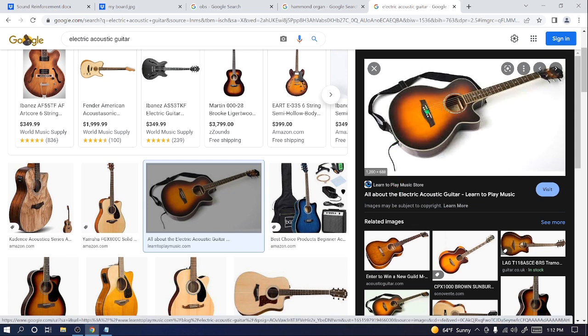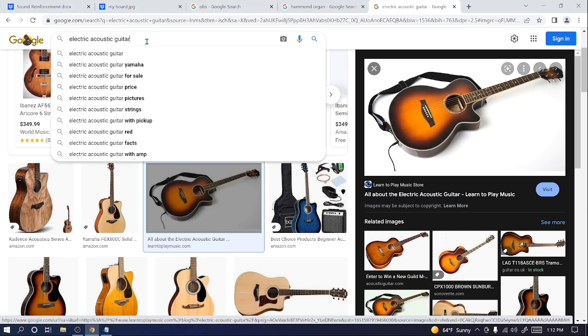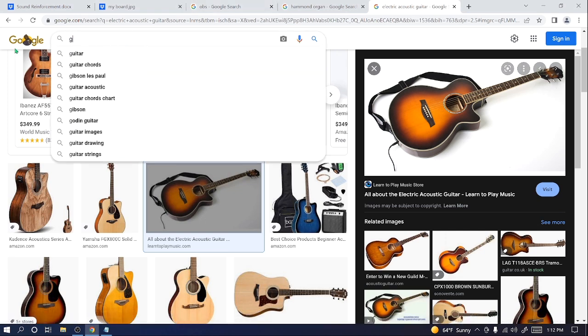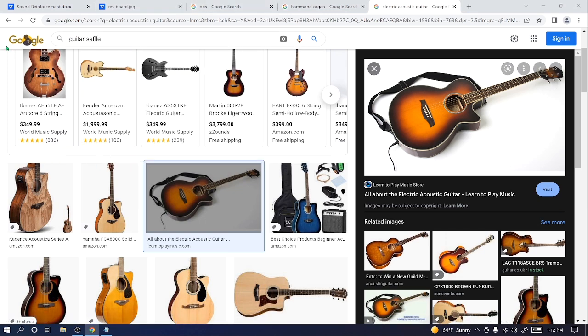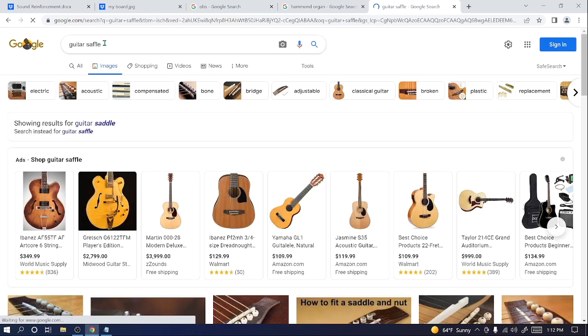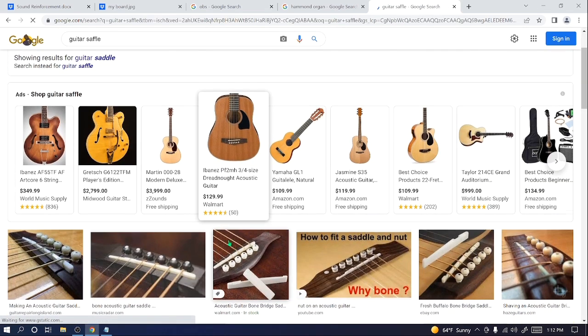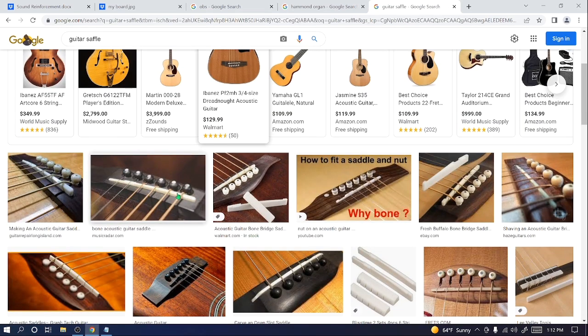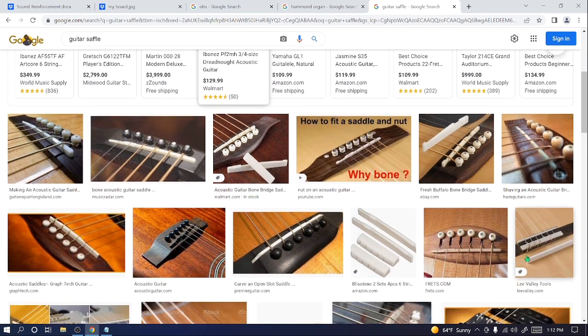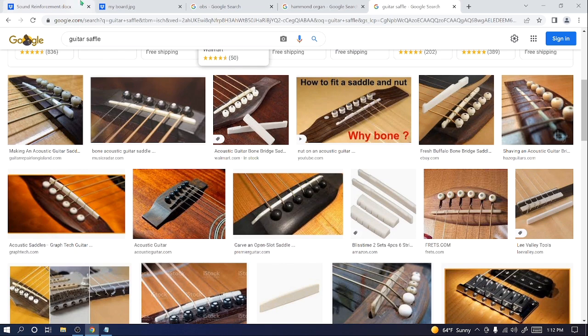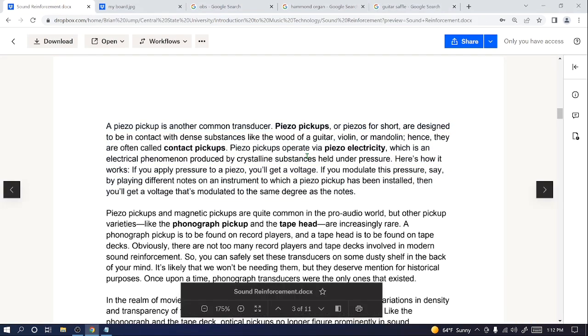Well, underneath this saddle, let's get a close-up of a saddle. Guitar saddle. Okay. Sorry about the misspelling. Okay. So underneath this saddle is a piezo pickup. Now, it's essentially a crystalline substance, which yields to the electrical phenomenon of piezoelectricity, which works like this.